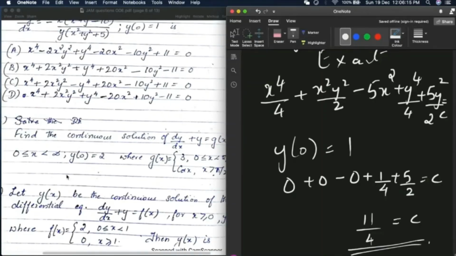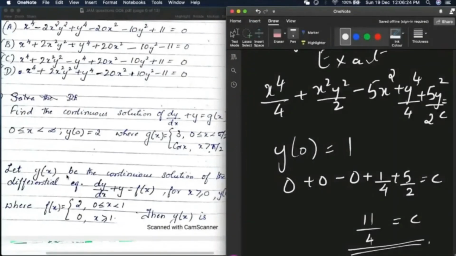Find the continuous solution. But how does this kind of problem come in JAM, when you have to write the answer? Only numerical values you will write, no? What are the three kinds of problems that come in JAM? One is MCQ, one is MSQ, and the other one is only numerical answer type. Numerical answer is expected, no? Otherwise, how do you type? Yes, yes.